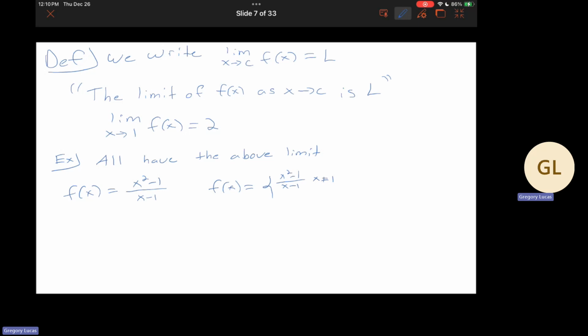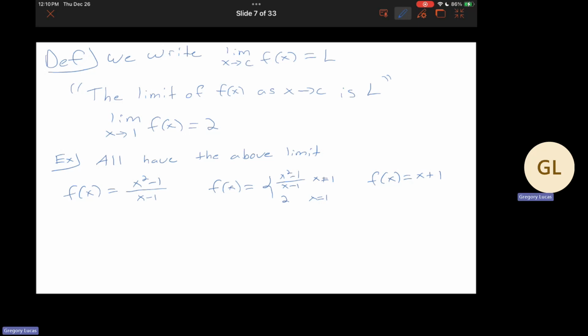And then we could also say if x is equal to 1, so if we want this limit to be true, our y value would be 2. Right? Or we could just use the line. If I said f of x equals x plus 1, at 1 these all have the same limit. The limit as x approaches 1 of these three functions are all 2. So they're very different functions, but we all have the same limit.